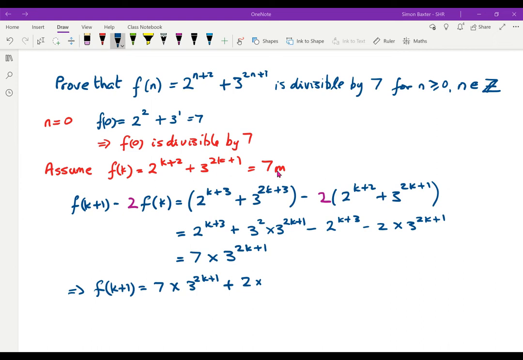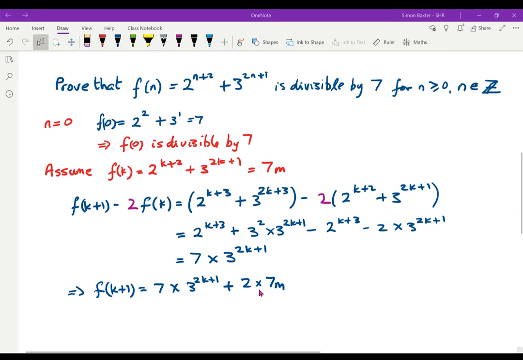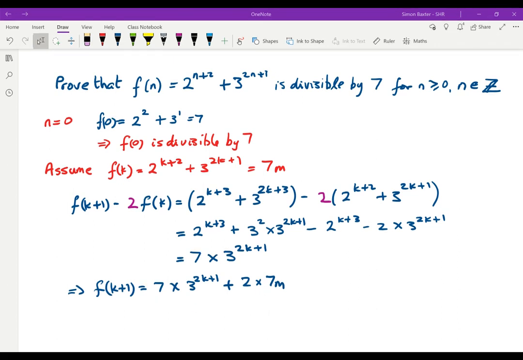f(k) is 7m. So I can write 7m there. We've got a 7 in both bits. 7 there, 7 there. Quite clearly, therefore, we've proved that it must follow that f(k plus 1) is divisible by 7.